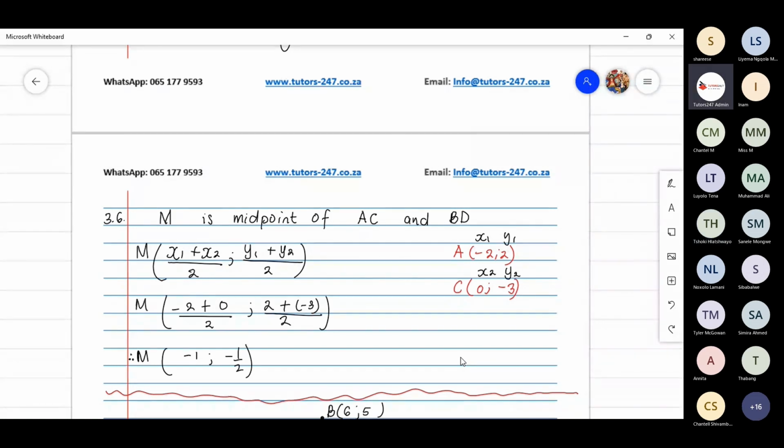Okay, so all you do is you add up the x and y values divided by 2. Add up both the x values divided by 2. Add up both the y values divided by 2. That'll give you the coordinates of your midpoint.